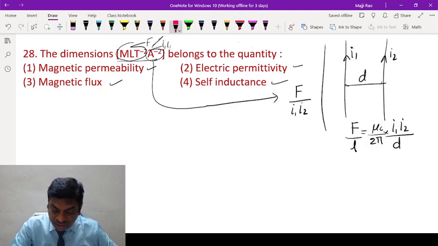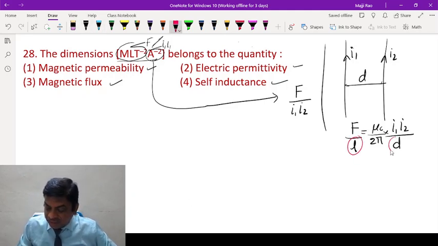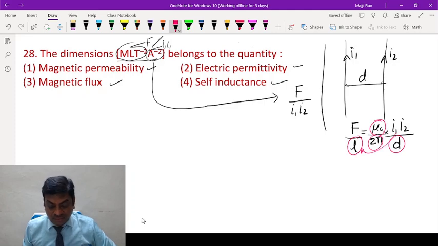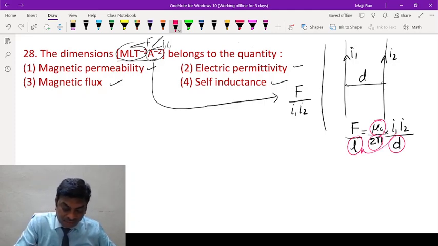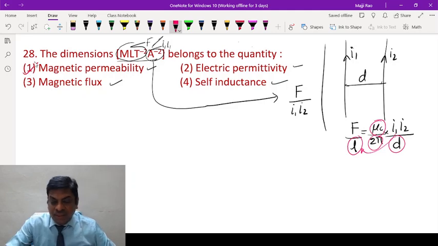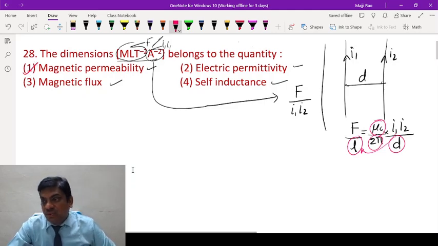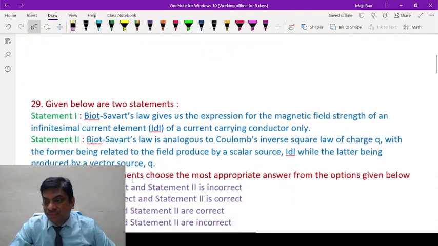Now dimensionally what will happen? Dimensionally the distance will get cancelled and 2 pi has no dimensions. So F upon I1 I2 is basically mu naught, and mu naught stands for magnetic permeability. So the first option is the correct option. This is how you find it.